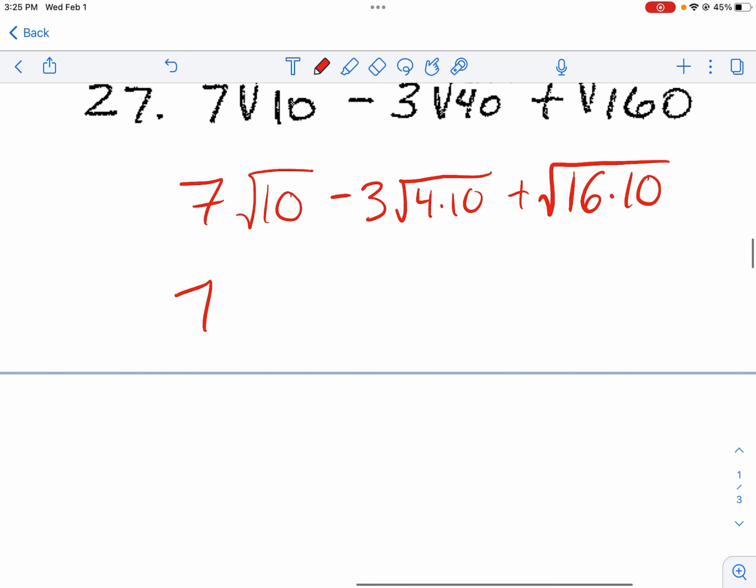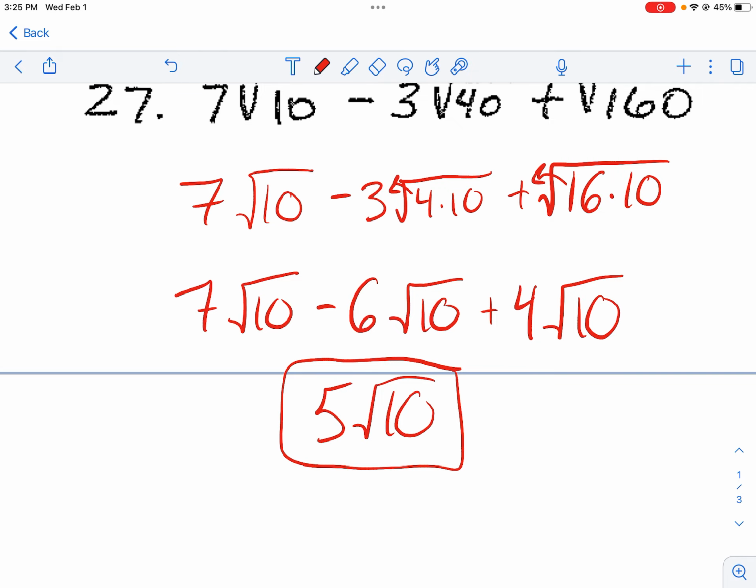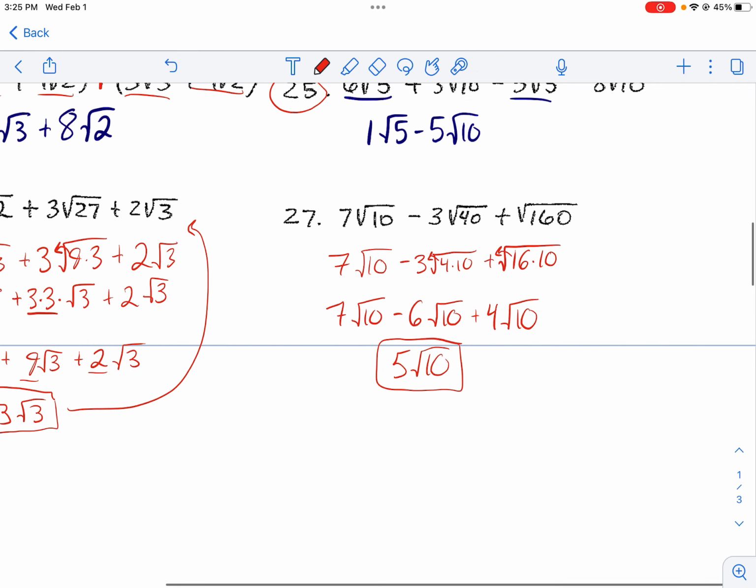That reduces down to 7 times the square root of 10 minus, that 4 comes out, becomes a 2. Is it 6 square root of 10? And I'm adding to that, 16 comes out, that becomes a 4 square root of 10. 7 minus 6 is 1, plus 4 is 5 square root of 10. That's my final answer, because 10 is an irreducible square root, right?